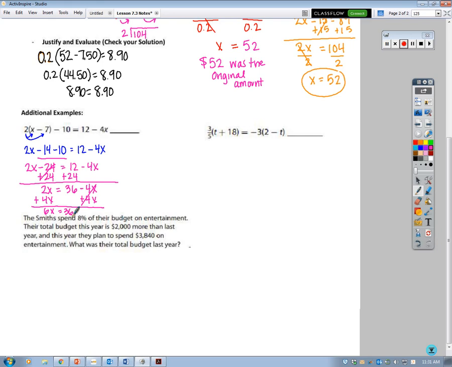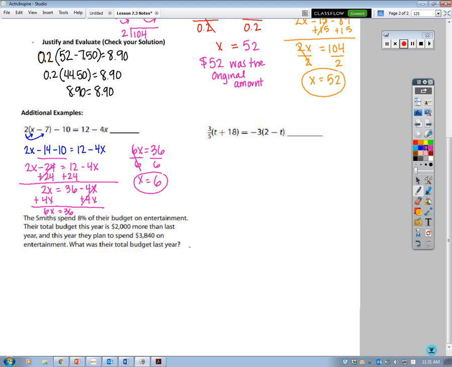I ran out of room. I'm just going to rewrite that here. 6x equals 36. This means 6 times x, so 6 multiplied by x. The inverse would be division. So 6x divided by 6 is x, and 36 divided by 6 is 6. So my solution is x equals 6. I can always check that by plugging it back into my original equation, and the answer on both sides of the equal sign should be the same, and that means that my solution is correct.